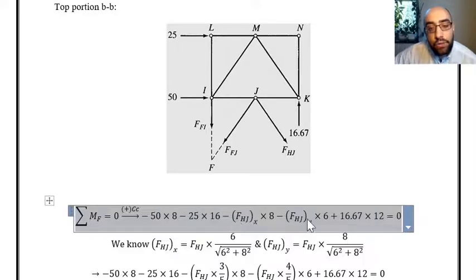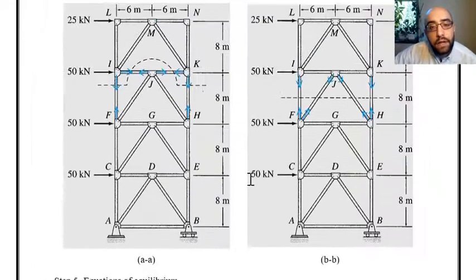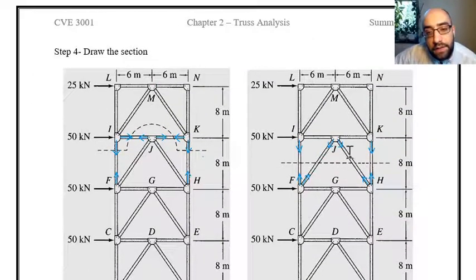As you can see, I considered the two components of the force, horizontal and vertical. The horizontal is located at 8 meter from point F. I to F is 8 meter. So the distance from the horizontal component of the force to the point is 8 meter. And the distance from the vertical component of this force is IJ, or 6 meter. Right? Let's take a look at the truss. We are looking at this situation. 6 meter is the distance from J to I, and 8 meter is the height of each level.